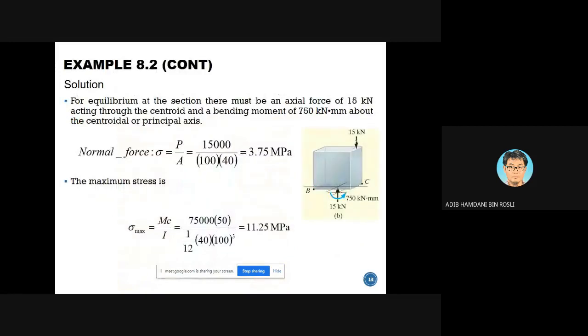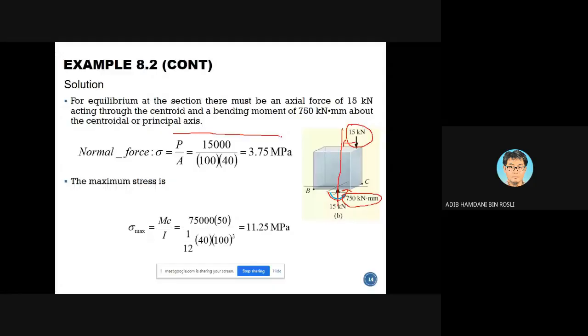When you cut, you can see that you have the 15 kilonewton load. Because it has an offset distance from the centroid axis, you will have this internal bending moment as well, going this way. Why is that so? This is statics, so you have to check again how it actually works.